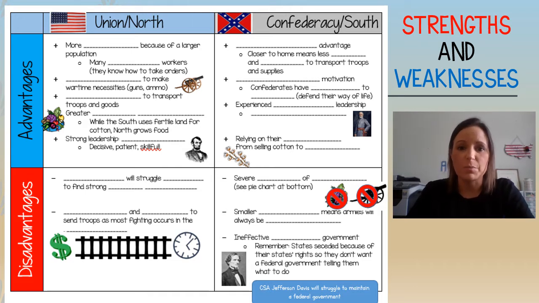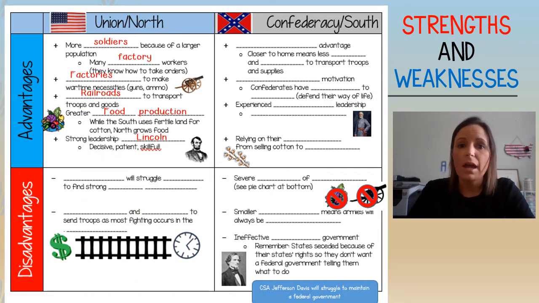The pie graph at the bottom of your page shows the stark difference in all of these resources. Clearly, the Confederacy will lack in many ways. So when the war began, the Union and Confederacy each had advantages and disadvantages, but how each side used its strengths and weaknesses would determine the war's outcome.